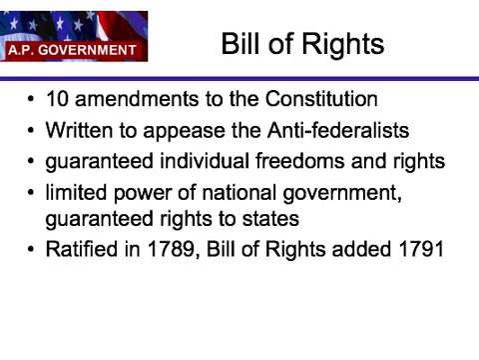So again, we're talking about compromise. The compromise that came out of this was the Bill of Rights, 10 amendments to the Constitution. They appeased the Anti-Federalists to help with ratification, guaranteed some of those individual rights, limited the power of the national government, and gave more power to the states. The Constitution was ratified in 1789 with the promise that the Bill of Rights would be added. It was added in 1791.